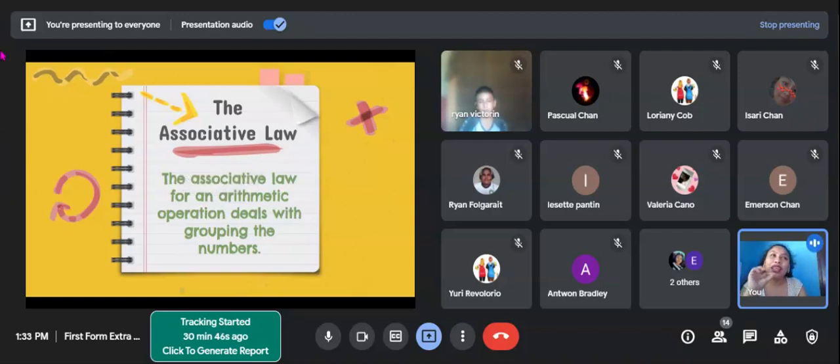The associative law. When you think about associative, you think of the word associate. You group. You find your best friend and you don't want to lose that best friend. You are associating with somebody. So it's the associative law. The associative law for arithmetic operations deals with grouping numbers. Associative and commutative are basically the same thing. In the commutative, I can switch up the numbers and they give me the same thing. In associative, I am switching the numbers, but by grouping them.